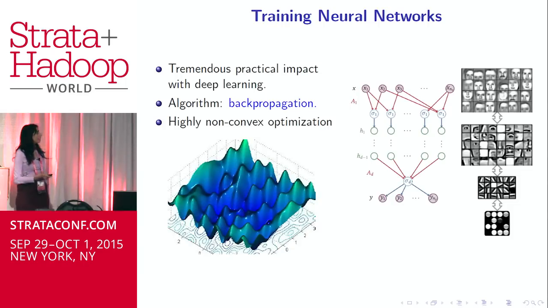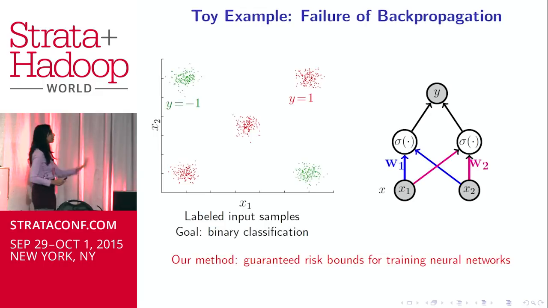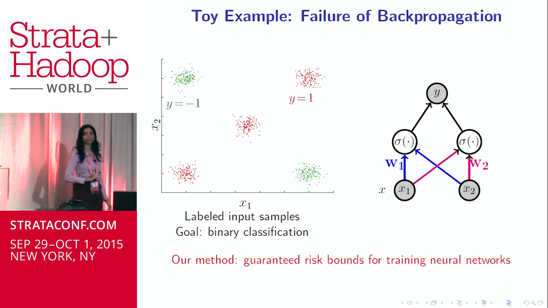So I'll start with a very simple toy example. This is just two-dimensional input data, and you see here these data points. These are the positive labels, these are the negative labels here.